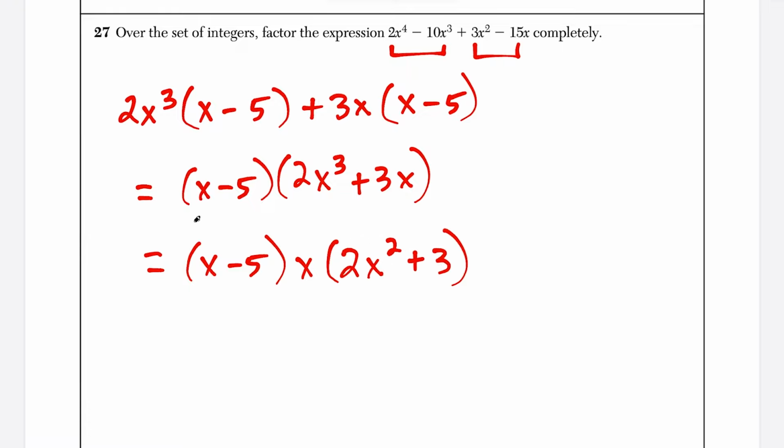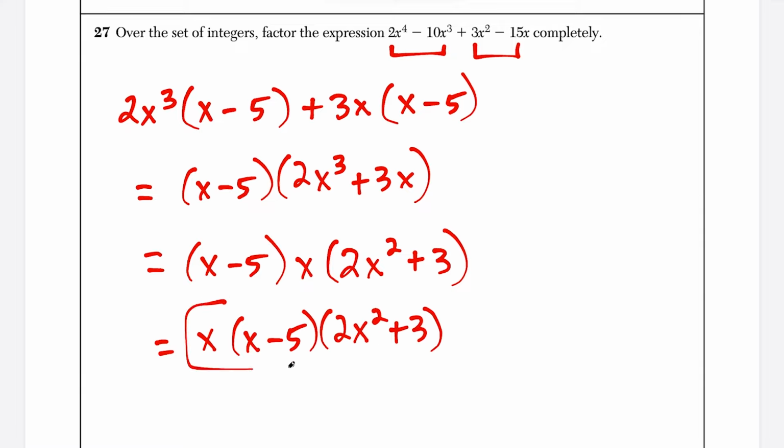And now this cannot be broken down anymore. If you want to rewrite this in this form here, you can put the x in front and say x times x minus 5 times 2x squared plus 3. But it would have been fine to stop at the previous line here. Either way, this will be our expression factored completely.